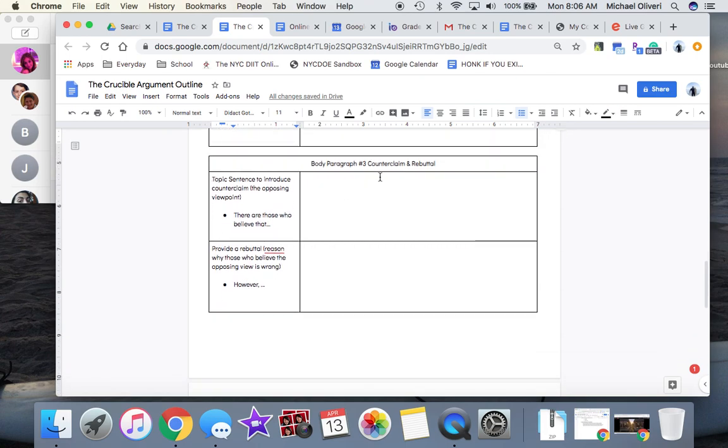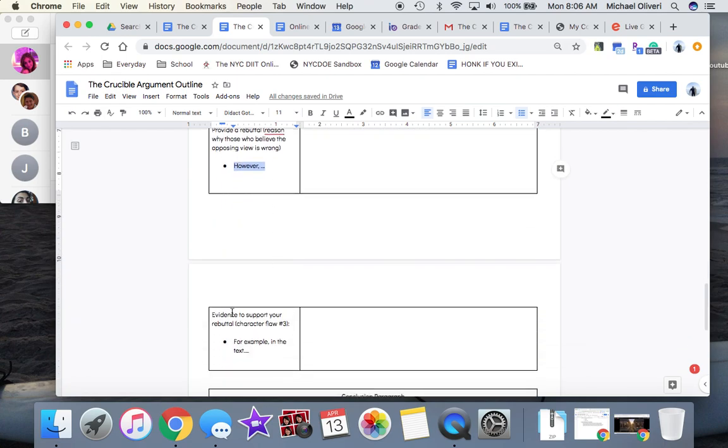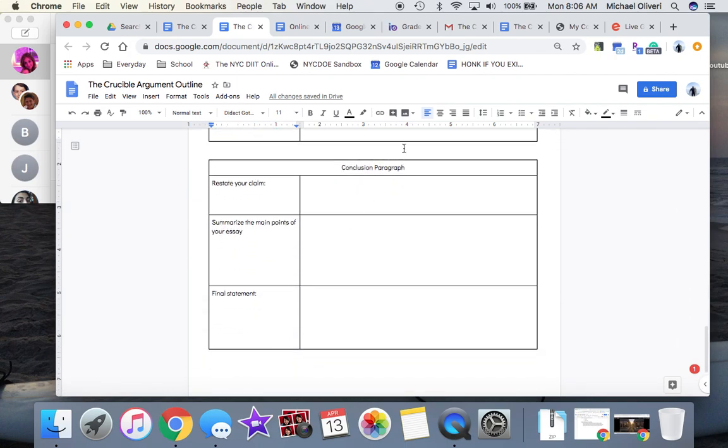Body paragraph three, counterclaim and rebuttal. So, this is when you say there are those who could believe, let's say I said John Proctor was to blame. Well, there are some who would say Abby would be the most to blame. However, now I got to prove it wrong. All right, prove it wrong. And then my evidence to support why the counter-argument is wrong, and maybe include character flaw number three in there. Then we come to our conclusion.